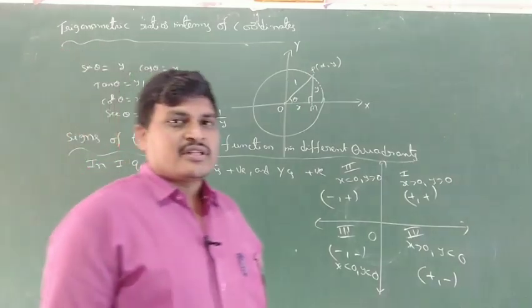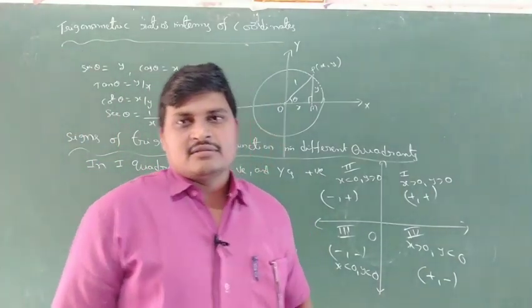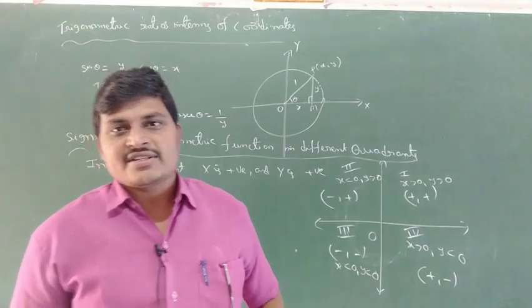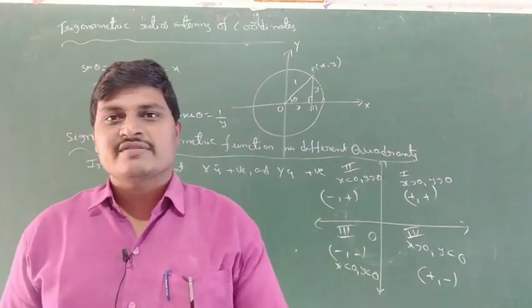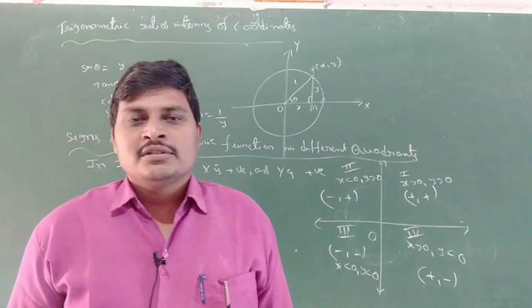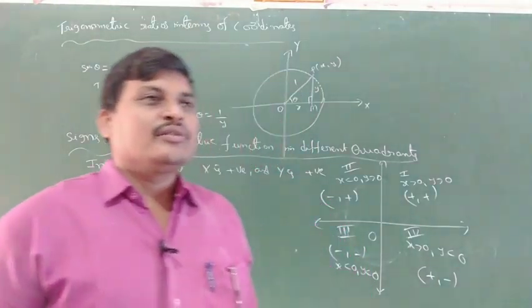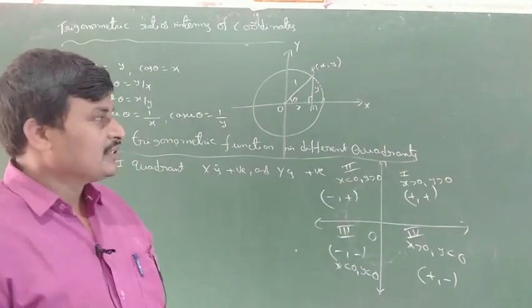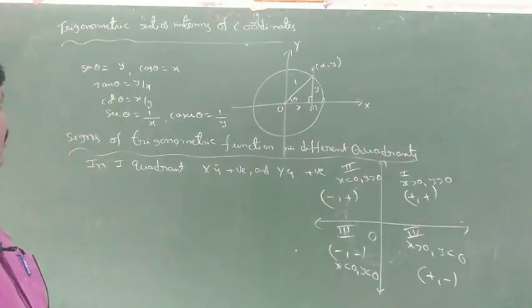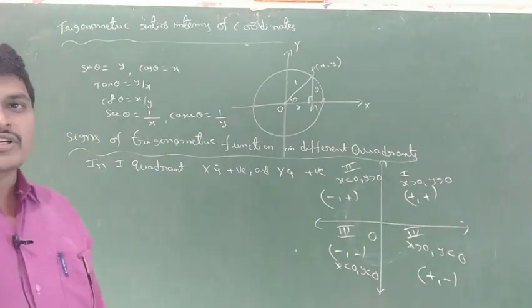Sin square theta plus cos square theta is equal to 1, secant square theta minus tan square theta is equal to 1, or secant square theta is equal to 1 plus tan square theta. Tan square theta is equal to secant square theta minus 1. These are the formulas. And the next topic is trigonometric ratios or trigonometric functions.